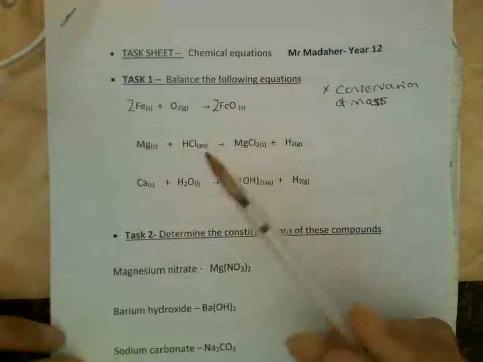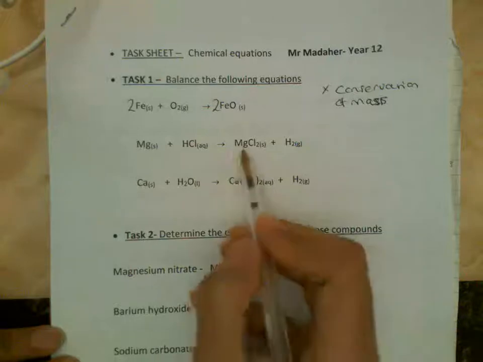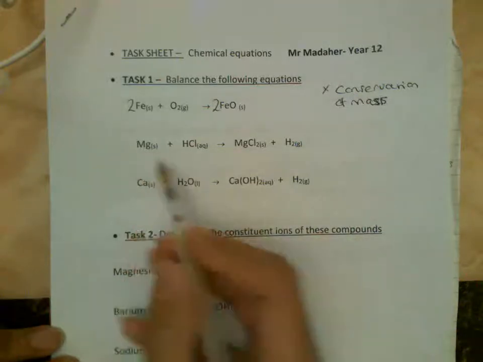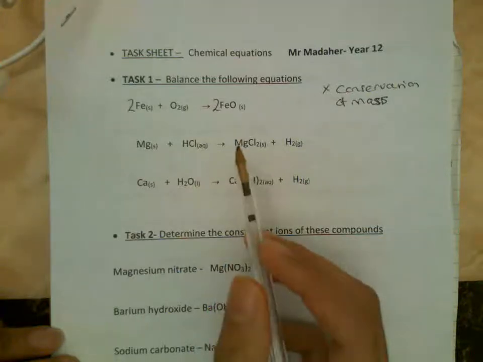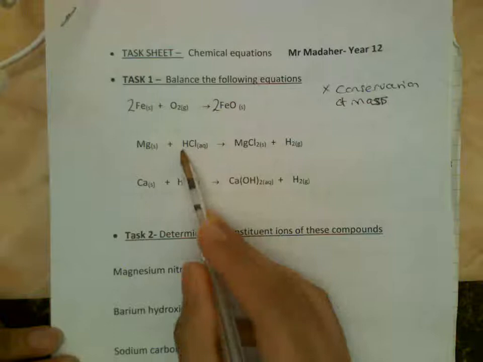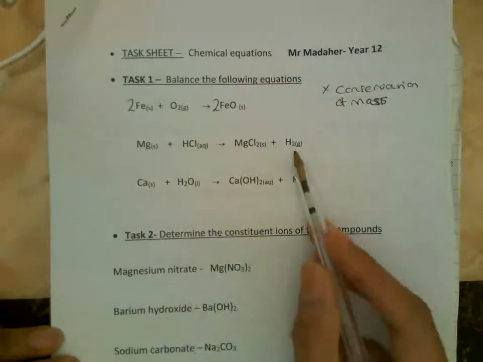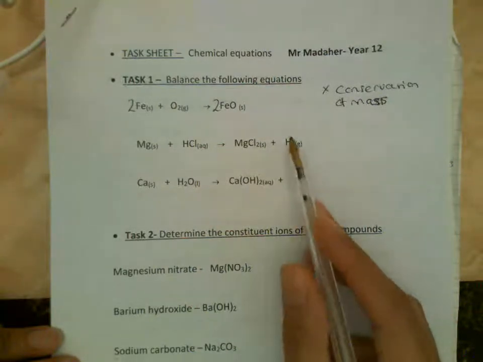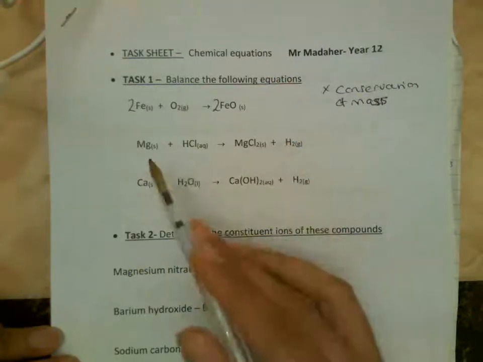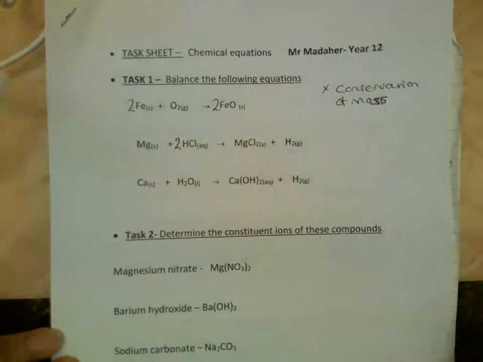First thing that we always look for is to balance the metals. In this case, the metals are the magnesiums. At first glance, they look balanced. Great. Now we move on to balancing the non-metals. Easy non-metal to spot: hydrogen as a part of HCl, and then hydrogen gas produced on this side. So we now have two hydrogens on this side, but only one hydrogen on this side. As a result, we're going to put a 2 here.